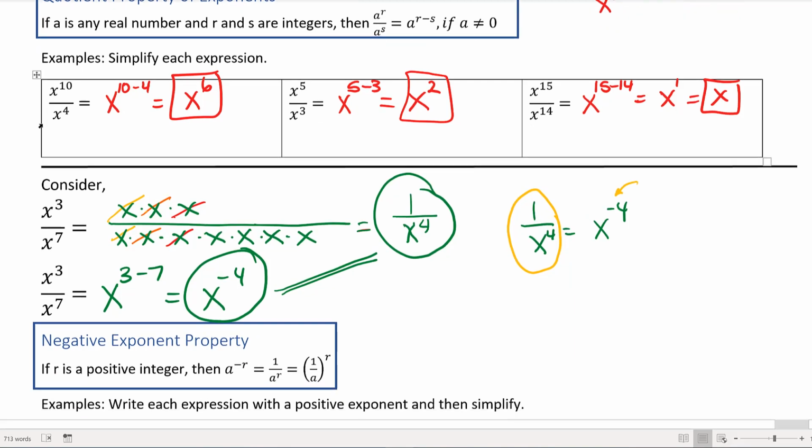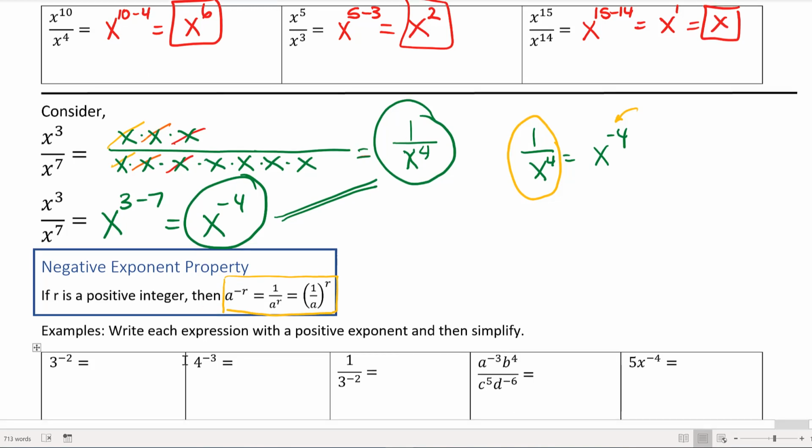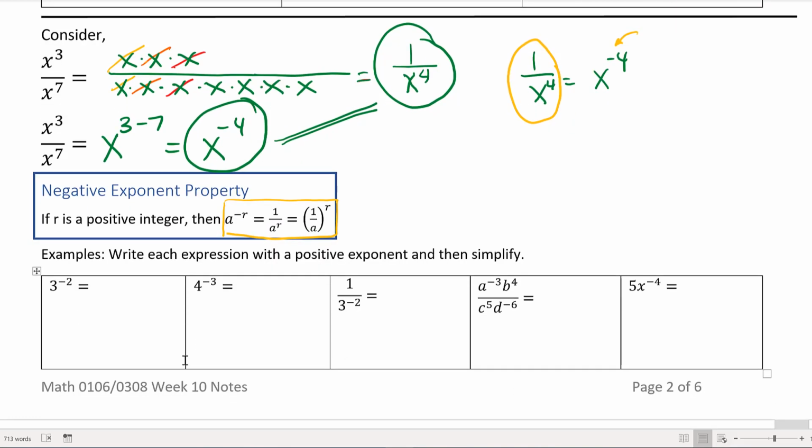So the rule that we just were learning is called the negative exponent property. If r is a positive number, then a to the negative r is the same thing as 1 over a to the r, or 1 over a raised to the r. Either way is going to be the same thing. So let's do a couple examples.